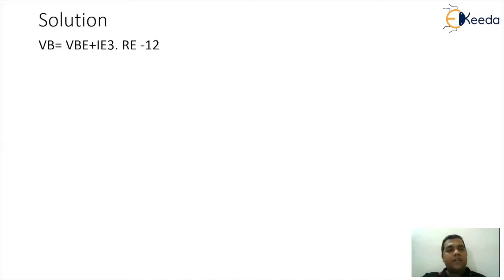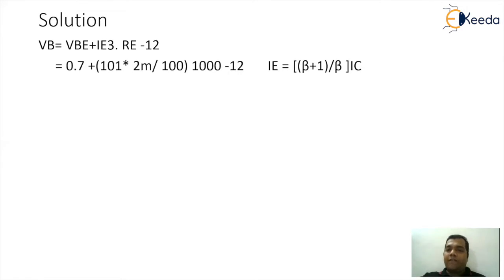The value of VBE is 0.7, RE is 1 kilo ohm. Your IE3 can be estimated equal to the value of IC3 with a factor, so IE3 can be found out with a factor of beta plus 1 by beta. On substitution, we will get the value of VB as minus 9.28 volt. So the bias voltage VB comes out to be minus 9.28 volt. The closest option for that is minus 9.3 volt.